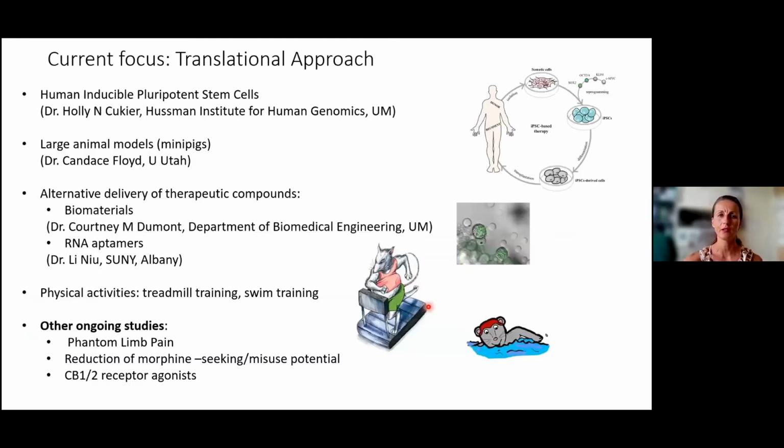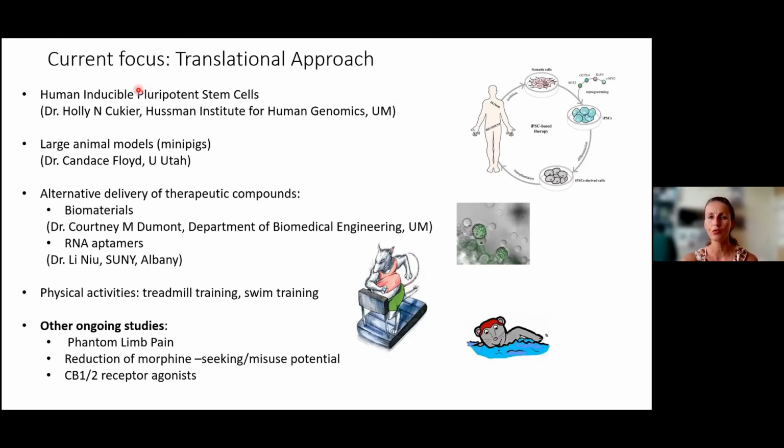The current focus in our lab is to bring our knowledge and our data closer to clinical application. All those recombinant cells that I was showing you today were derived from rat embryos. They were rat embryonic cells. So we are looking for a human source for these cells that can be used in this kind of cell therapy.